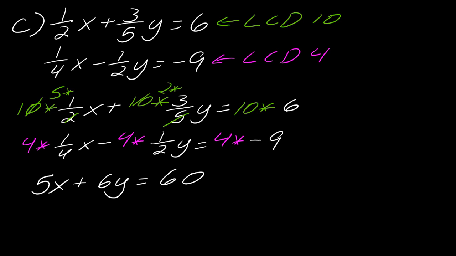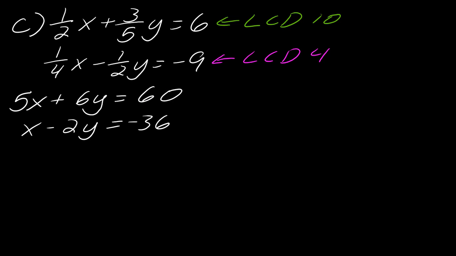Okay, moving on to the other equation, 4 goes into 4 once, so I'm left with 1 times 1x, which is just going to be x. And then 2 goes into 4 twice, so this is 2 times 1y, so this will be minus 2y. And then 4 times -9 is -36. Okay, cool. So let me go ahead and just make some space.